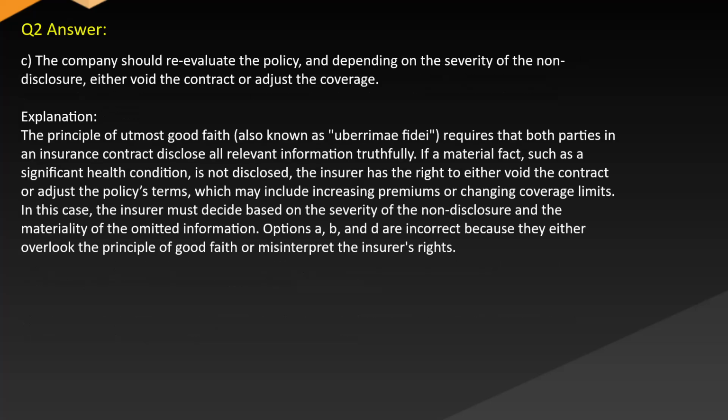Answer. C. The company should re-evaluate the policy and, depending on the severity of the non-disclosure, either void the contract or adjust the coverage. Explanation. The principle of utmost good faith, also known as uberrimae fidei, requires that both parties in an insurance contract disclose all relevant information truthfully. If a material fact, such as a significant health condition, is not disclosed, the insurer has the right to either void the contract or adjust the policy's terms, which may include increasing premiums or changing coverage limits. In this case, the insurer must decide based on the severity of the non-disclosure and the materiality of the omitted information. Options A, B, and D are incorrect because they either overlook the principle of good faith or misinterpret the insurer's rights.